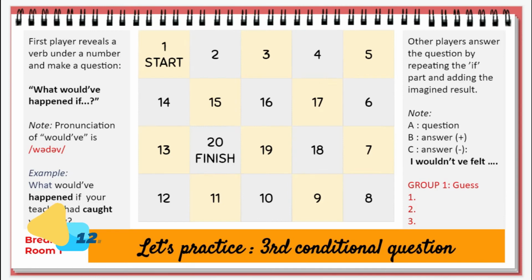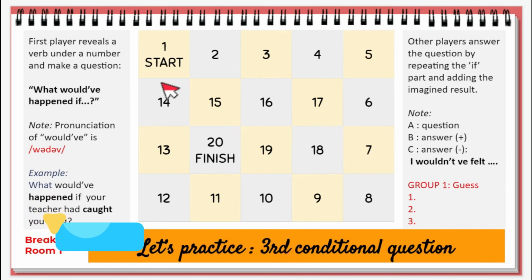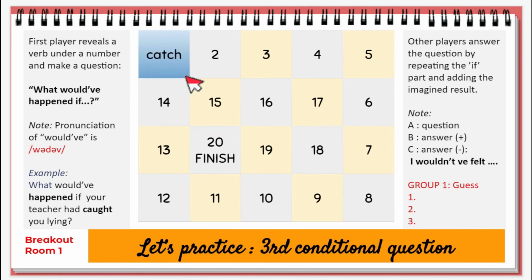This is a fun game to practice new language such as third conditional questions. Students can play it in two or three people in a group, and each group should be doing it in a different breakout room in Zoom. So the first player reveals a verb under a number and makes a question with the verb under it. For example, what would have happened if your teacher had caught you lying?